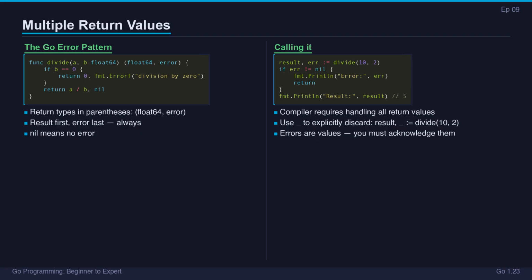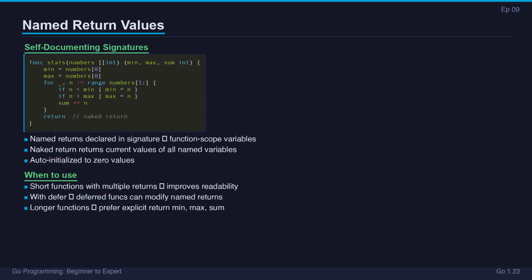Multiple return values aren't limited to error handling. strconv.Atoi returns int, error. os.Open returns file, error. net.Dial returns conn, error. The pattern is universal.